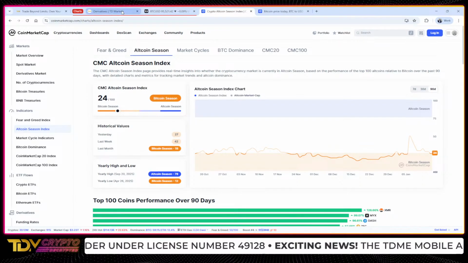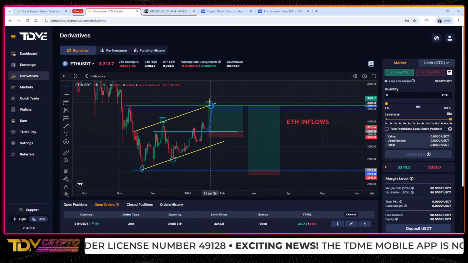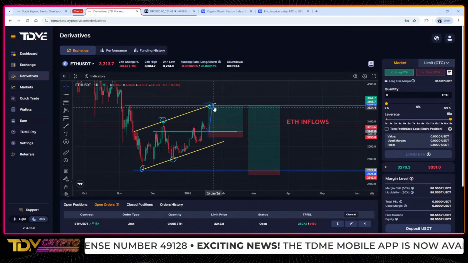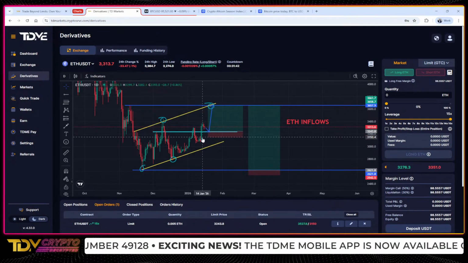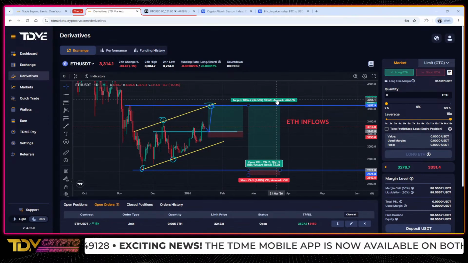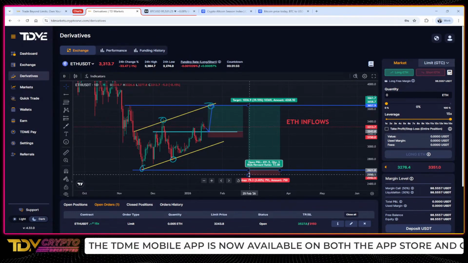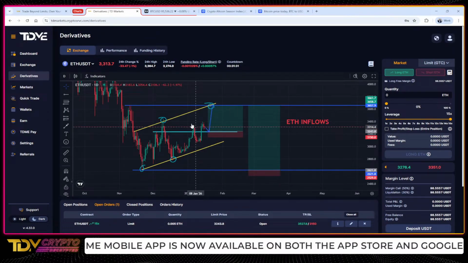All right, so this means that we should be getting a push on Ethereum towards the upside and Bitcoin also towards the upside. So there's plenty of opportunities, plenty. I mean, we are waiting for this. I've got my pending order there.